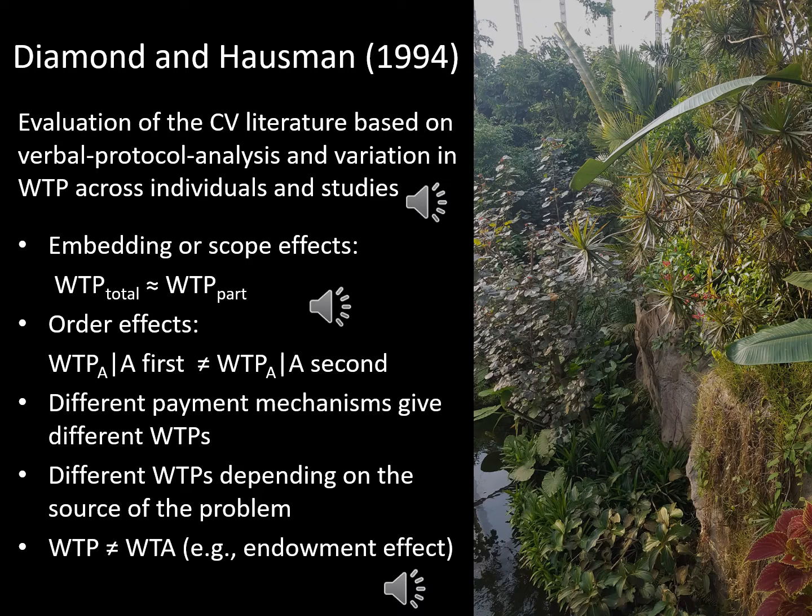source of the problem. At the same time, whether you see something as a problematic feature of a method also depends on the theoretical lens from which you review its validity. For example, Diamond and Hausman hold it against the contingent valuation method that the willingness to pay for a policy occurring is often not the same as the willingness to accept payment for this policy not occurring. However, this observation is only problematic from their neoclassical economics lens. From behavioral economics, we recognize this difference as the endowment effect.